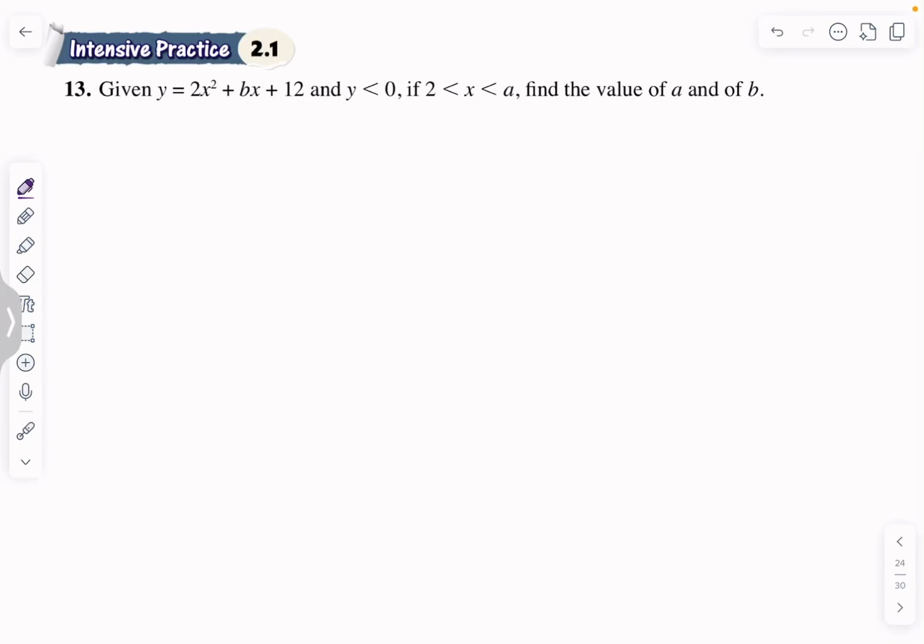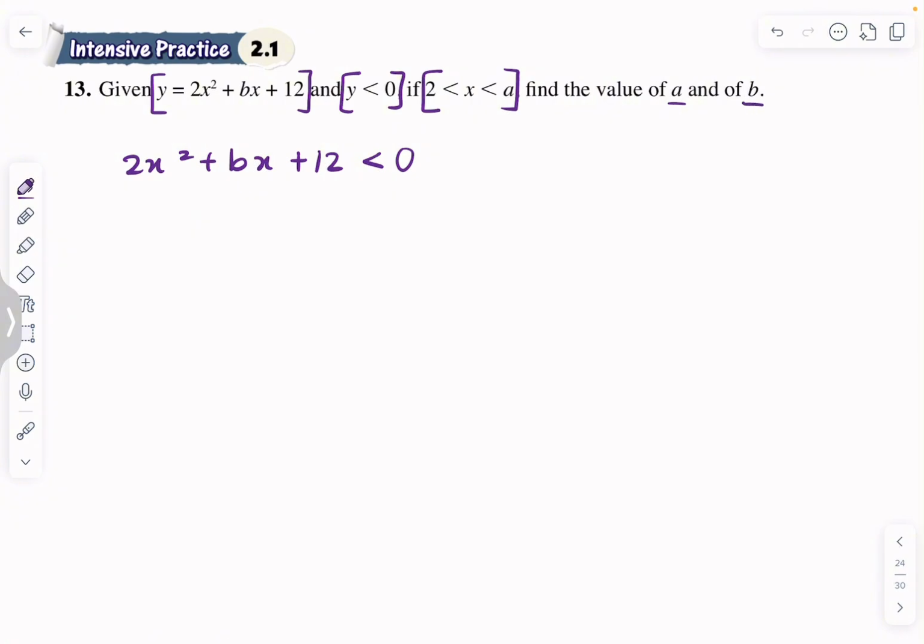Question 13. Given this equation, y equals 2x plus and so on, and y is less than 0. Okay, so they said y is this and y is less than 0. Therefore, this must be less than 0 because this is y. So we can say 2x squared plus bx plus 12 is less than 0. So this is a quadratic inequality. And they said if x is between 2 and a, find the values of a and b.